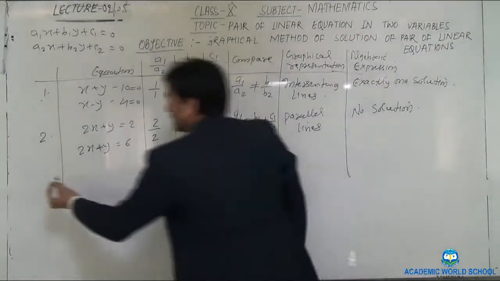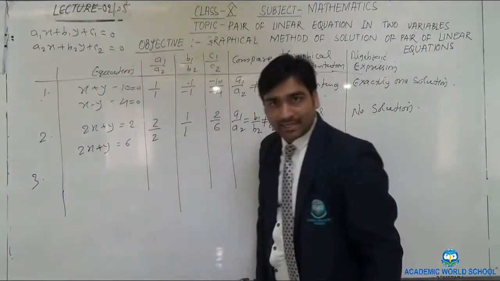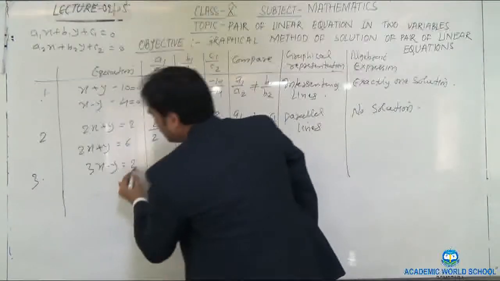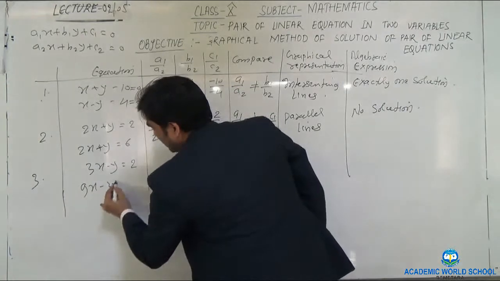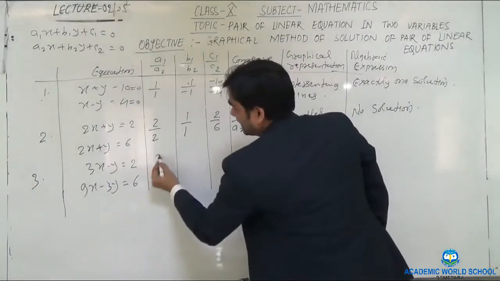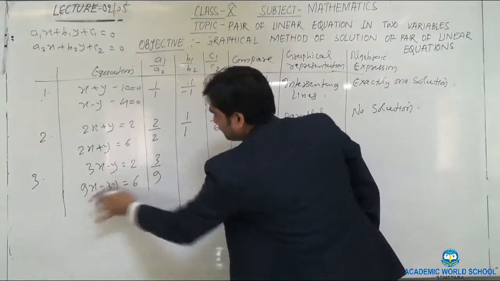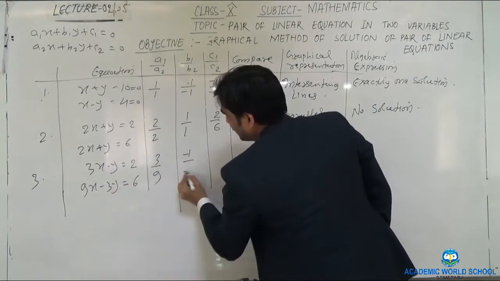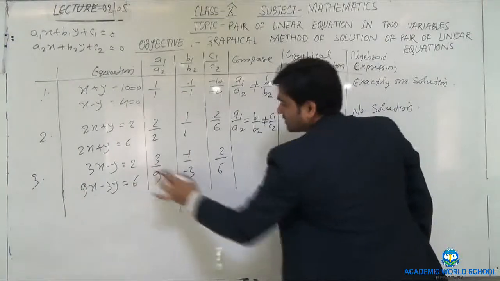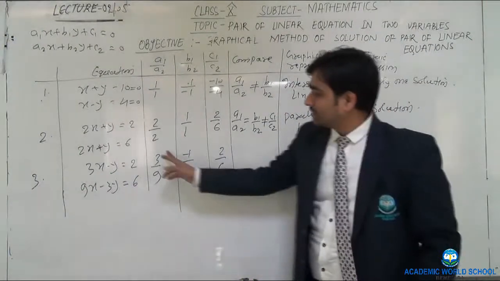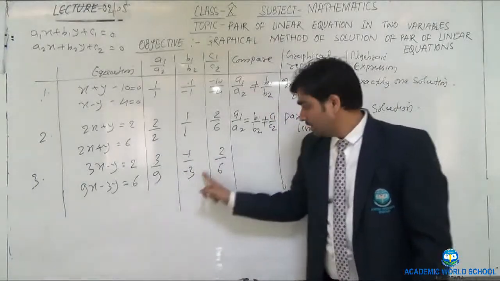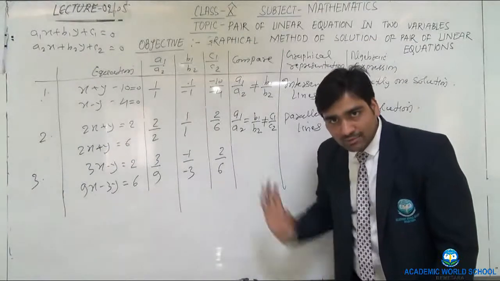Okay, now the third example. What I have taken, recall: 3x minus y is equal to 2, and here 9x minus 3y is equal to 6. Now compare. So 3 upon 9, a1 upon a2, then here minus 1 upon minus 3, b1 upon b2, and here 2 upon 6, c1 upon c2. So 3 threes are 9, 1 upon 3; minus and minus cancel, 1 upon 3; 2 by 6 reduces to 1 upon 3.